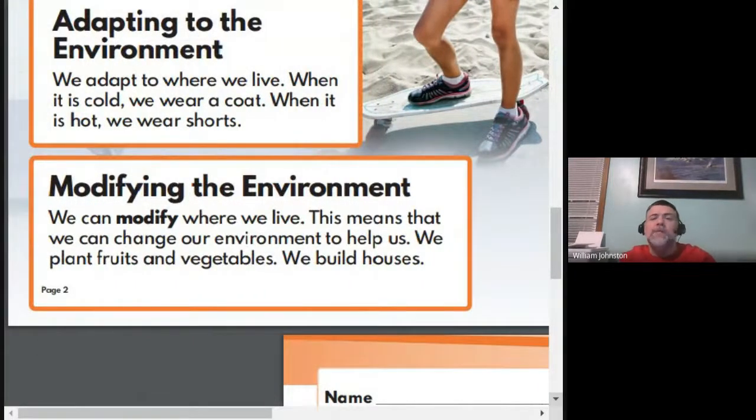All right. So we talked about adapting to the environment. We talked about positive and negative interactions. Now we're going to talk about modifying the environment. We can modify where we live. This means that we can change our environment to help us. We plant fruits and vegetables and we build houses. So we take the fruits, we take the vegetables, we take the wood and different things, and we modify by changing them into a different form so that we can modify where we live.